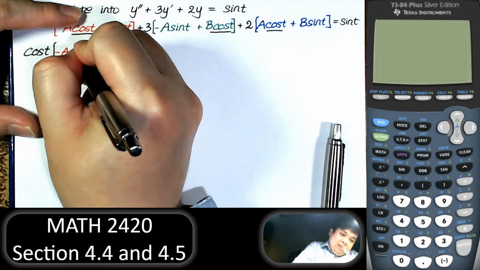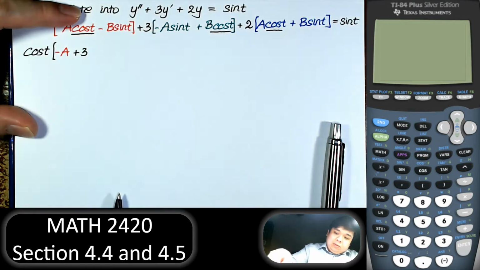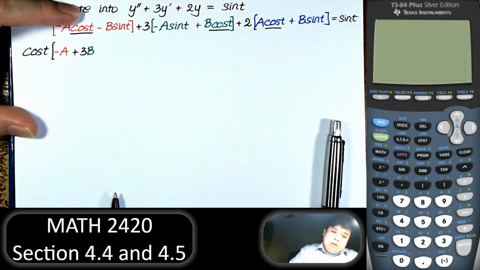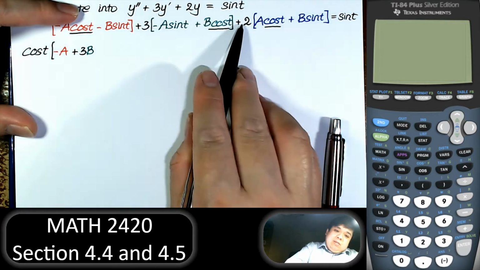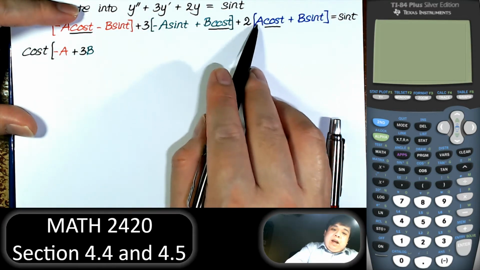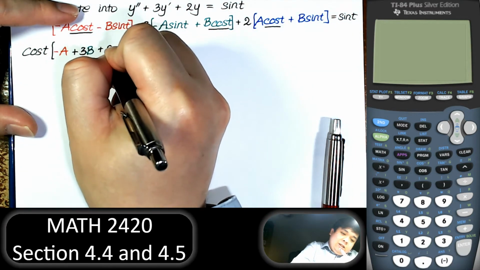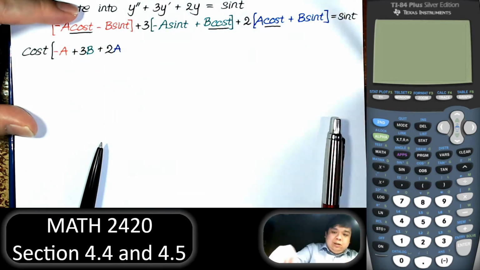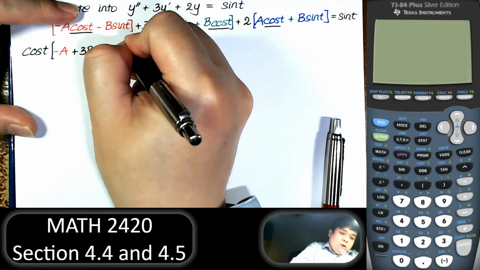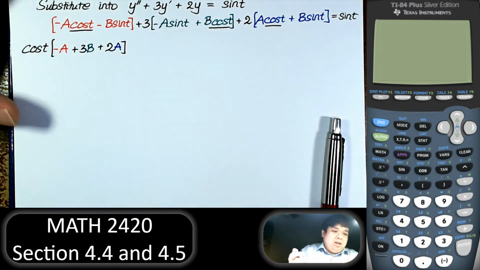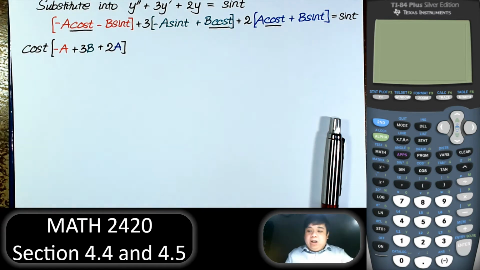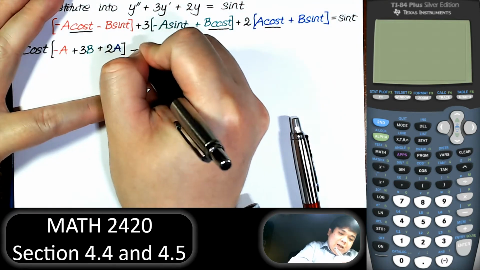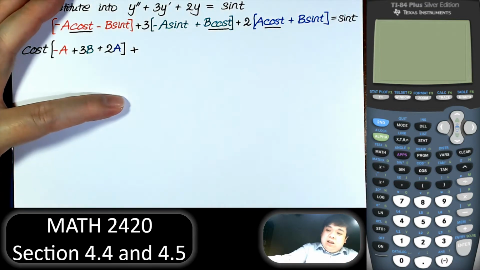And then plus 2a. Of course, we can multiply them out and combine like terms, that's fine, but it'll be quicker if we just combine like terms like this. Plus, now let's look at the sine t.